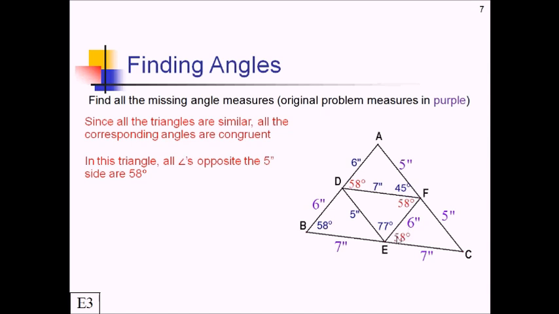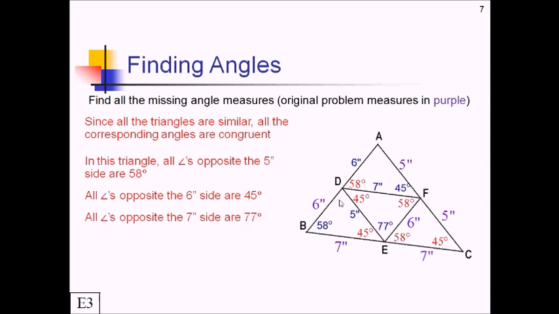All the angles that are across from the 6 inches are going to be 45 degree angles. So we've got 45 here, 45 over here, and 45 down here, angle C. And then finally, all the angles that are across from 7 inches are going to be 77 degrees. So we've got over here 77, 77 up here, and 77 degrees over here.